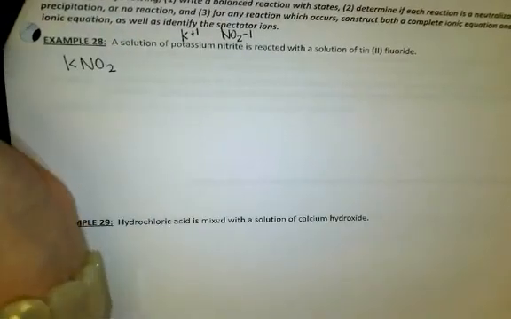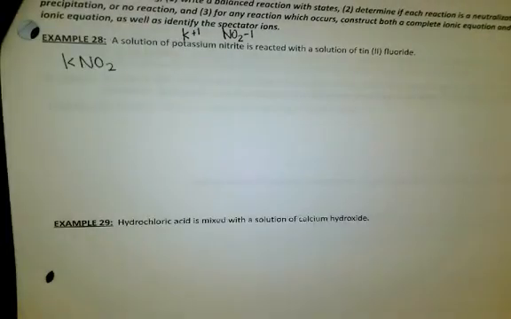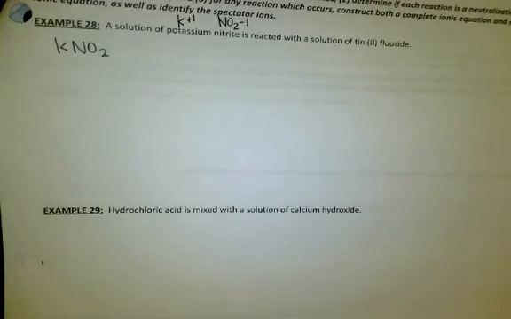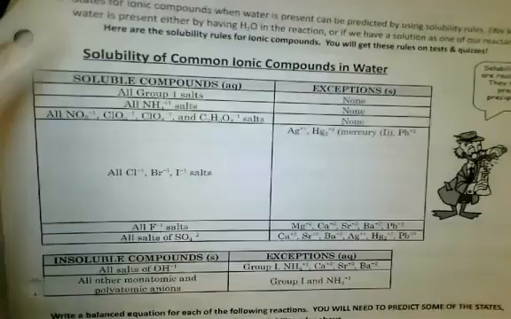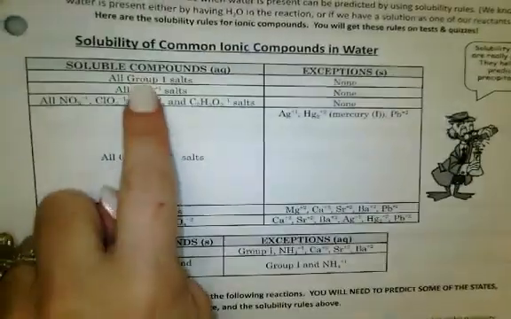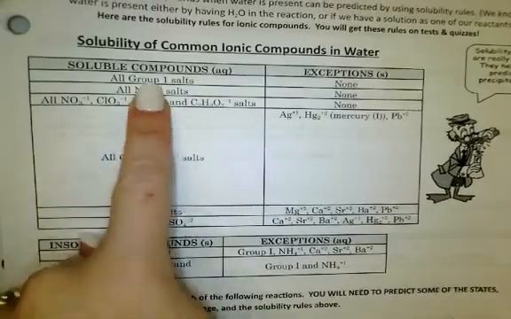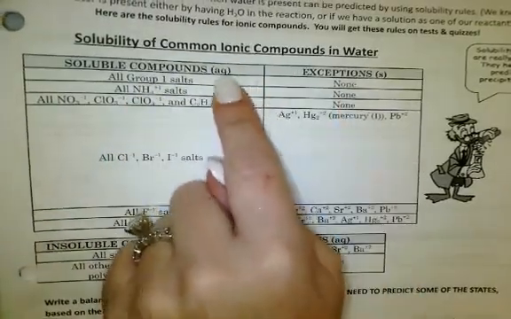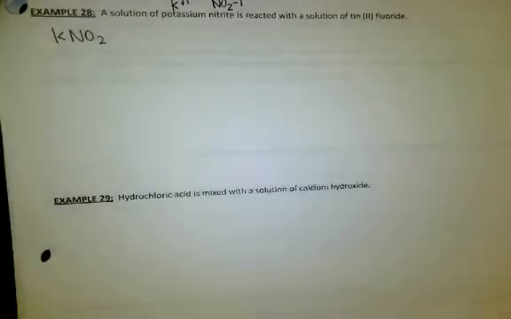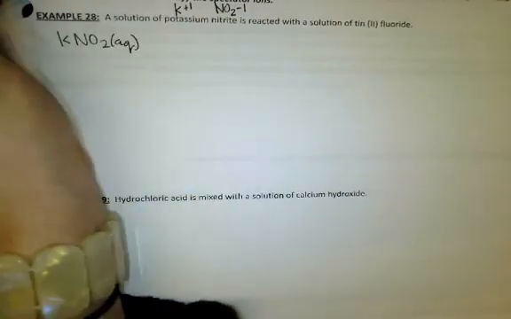Now, we need to use our solubility rules. Okay? So we're going to flip to page 3 to do solubility rules, because we have to see if this is aqueous or a solid. So looking at our solubility rules, potassium is a group 1 metal, right? It says all group 1 salts are aqueous, right? There are no exceptions. So if it has a group 1 metal at the beginning, automatically aqueous. So this makes this automatically aqueous. Okay?